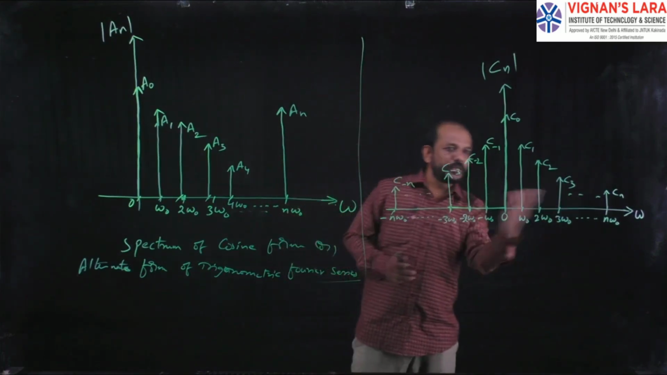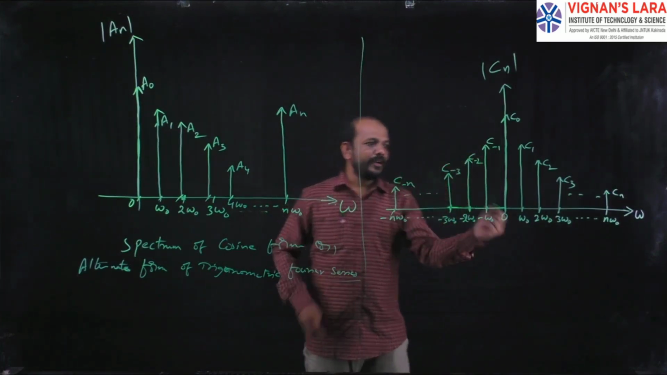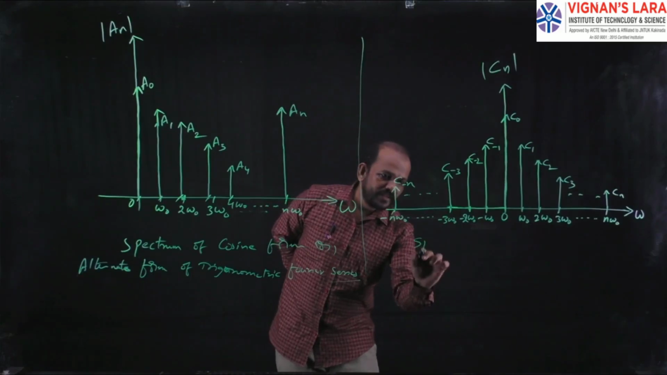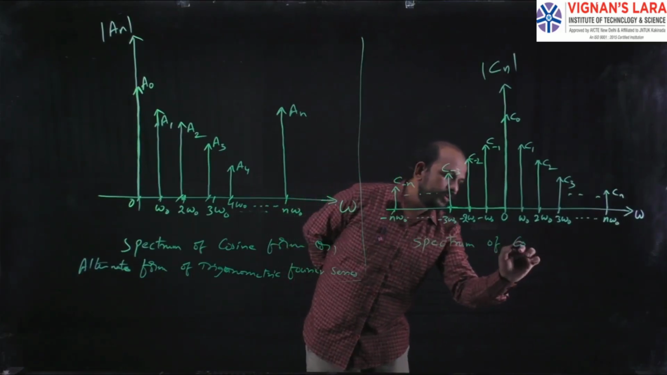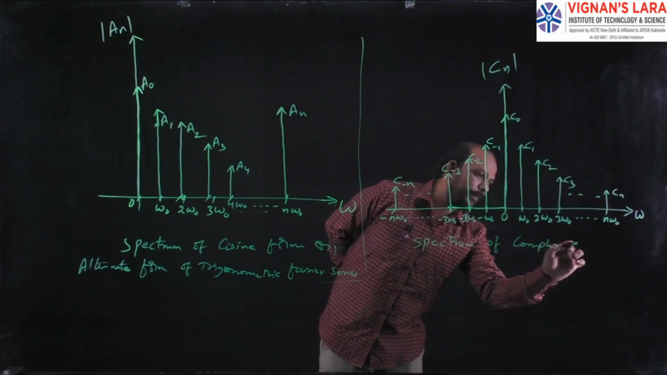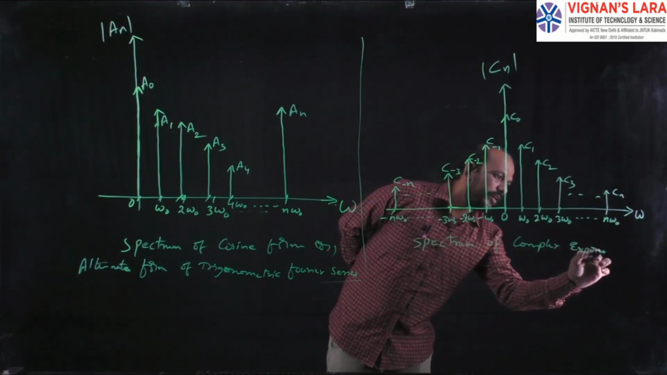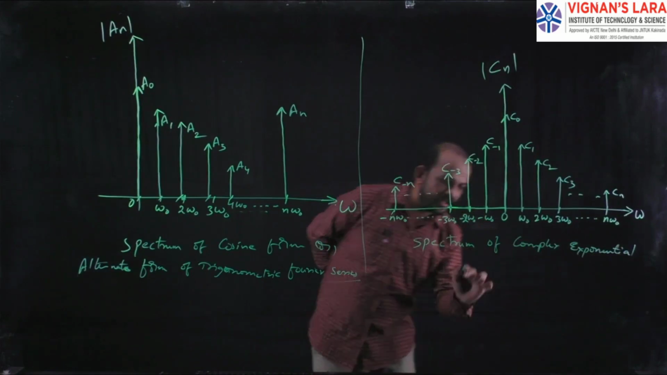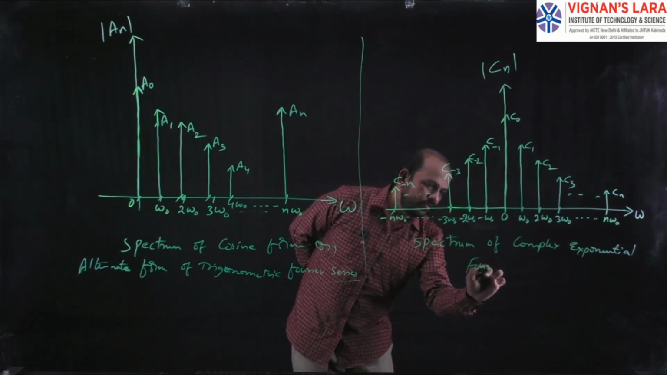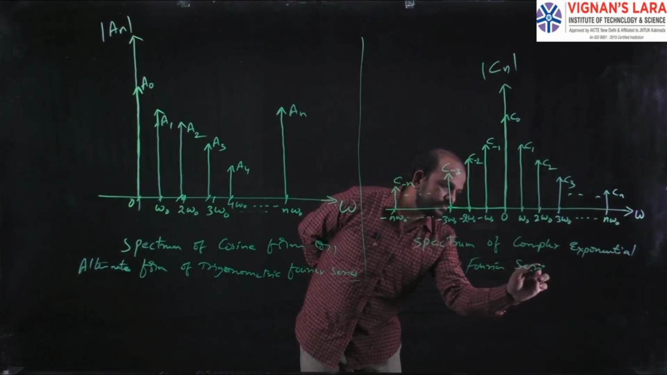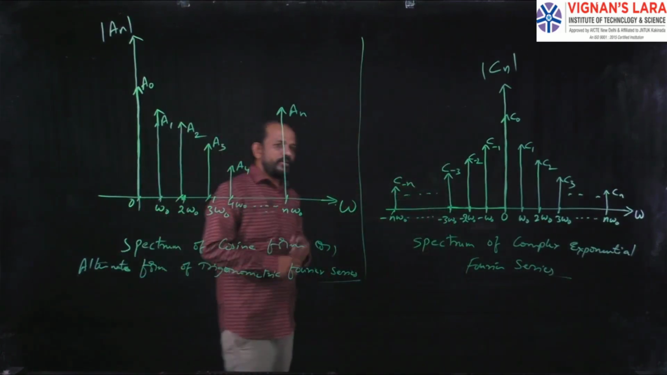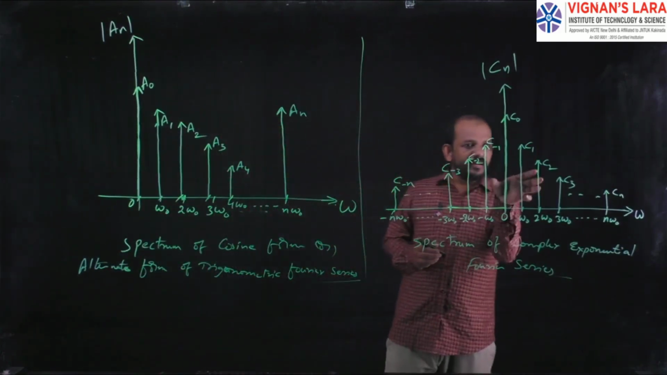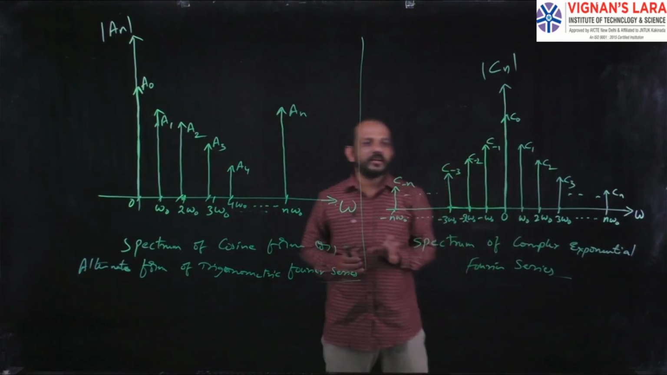Hence it is a two-sided spectrum, and this is nothing but the spectrum of complex exponential Fourier series.